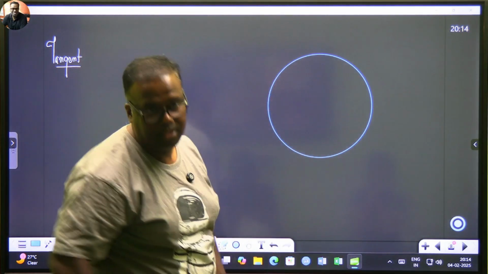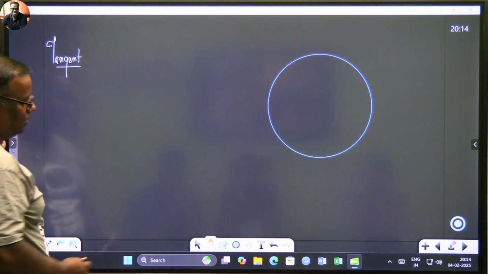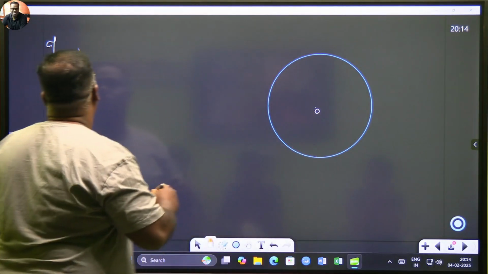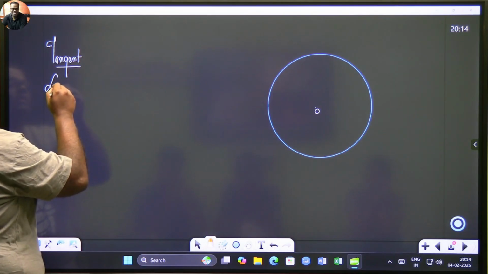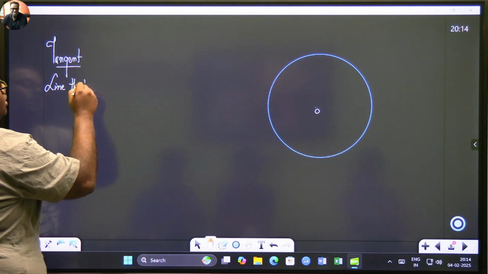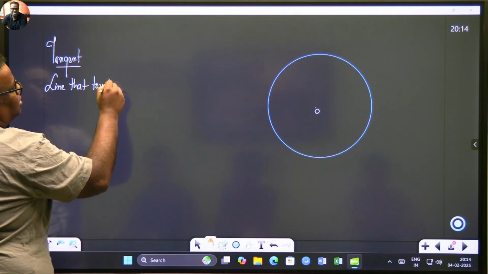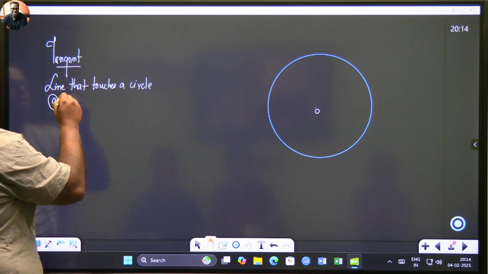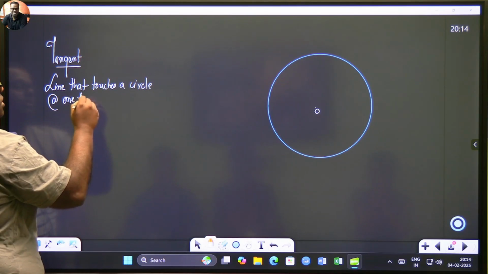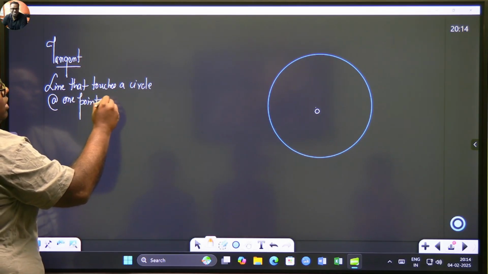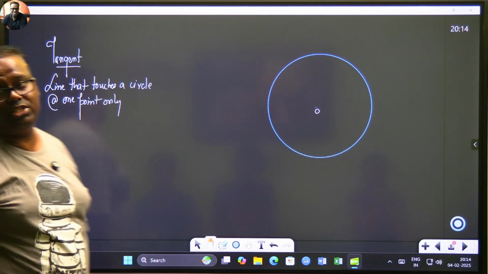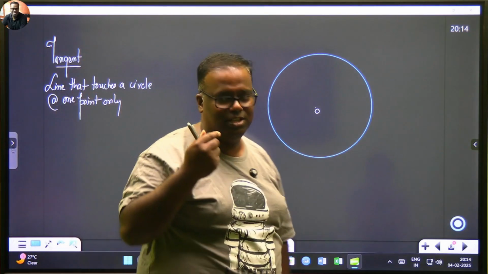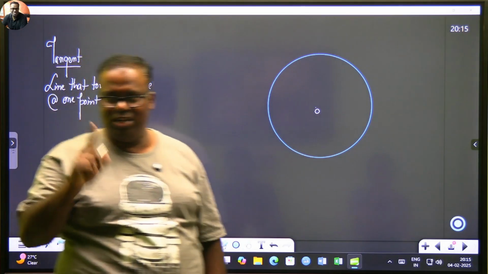Okay. So let's go with tangent. A tangent is a line that touches a circle at one point only. That's why we say, what discussion are you having? It's all going tangent. It just touched my head and went. It will touch only at one point.